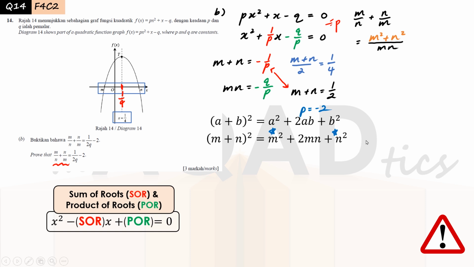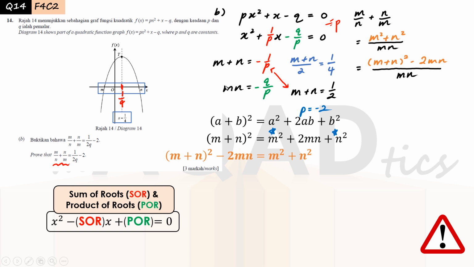So what we are going to do is change the m squared plus n squared here, because there's no m squared plus n squared here, right? So what we are going to do is form an equation by putting m squared and n squared on one of the sides. So this 2mn, I'm going to move it to the left side. So this m squared plus n squared can be equal to this. Right, so why did I change to these two things? Because this m plus n is actually here.